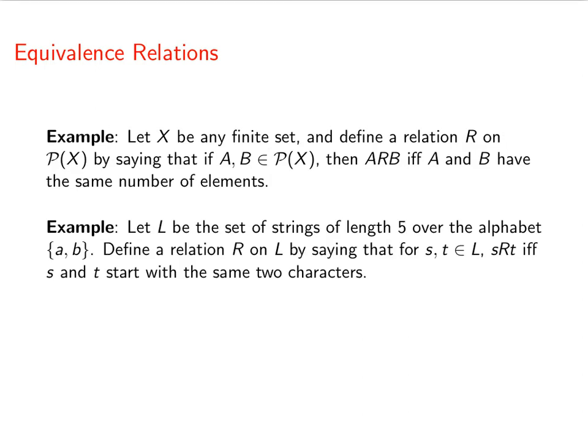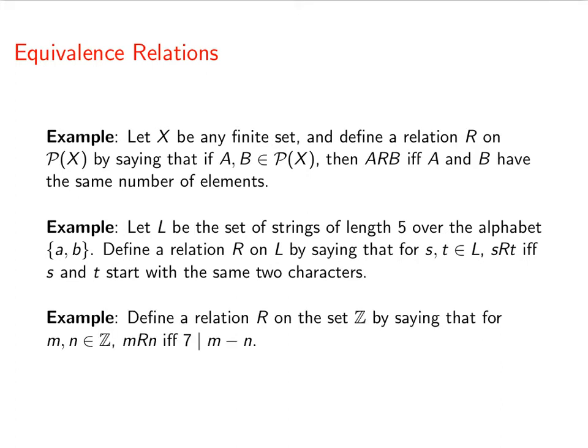Here's another one. Let's let L be the set of strings of length 5 over the alphabet {A, B}. And we'll define a relation on L by saying that for any S and T in L, so S and T are strings of length 5, S is related to T if and only if S and T start with the same two characters.